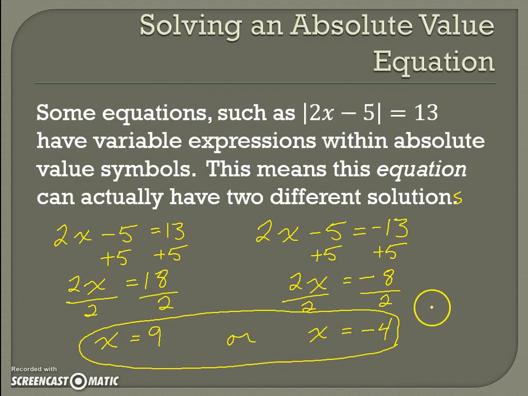is my solution. And you should go through the check on these. I'm not going to for the sake of time, but we could do this with mental math. 2 times 9 is 18. 18 minus 5 is 13, so that one works. Up here, 2 times -4 is -8. -8 minus 5 is -13. The absolute value of -13 is positive 13. All right, so both of them check out. There are two solutions that will make that work.